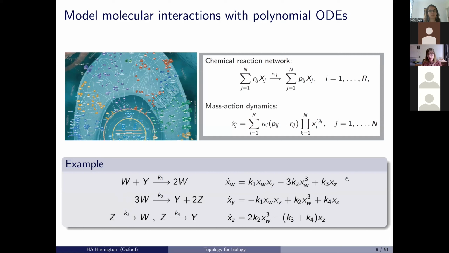And then from this system of reactions, we have a polynomial dynamical system. So this is one type of mathematical model. In this talk, I first want to talk about single pathways. So these are the assumptions we're looking at, one single pathway. And then I'm going to talk about how to think about multiple different pathways.